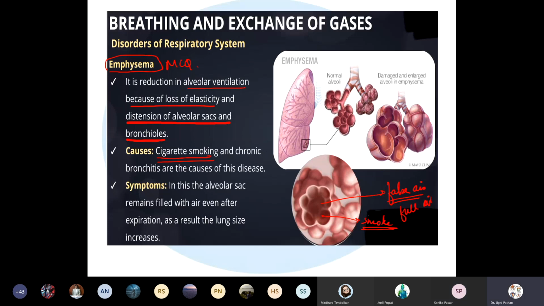So it doesn't allow the other air to come, and it has lost the property of elasticity and distensibility of the alveolar sac. And the very important question they'll ask you: cigarette smoking people have which kind of respiratory disorder? You should know it is emphysema. Emphysema means here the alveoli are full of air.